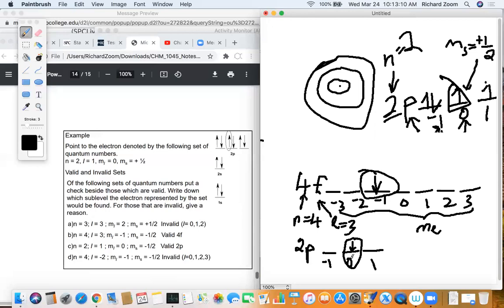So those two that we just looked at, B and C, are both valid because we can actually define an electron with that set. In D, n equals 4, that's an allowed value. L can only be 0 up to 3: 0, 1, 2, or 3. It can't be negative 2, so that makes that invalid. So that's all you need. You need just one thing to make it invalid, and the whole thing's invalid. All right, does anybody have any questions?